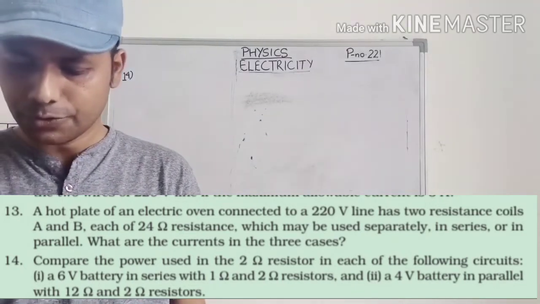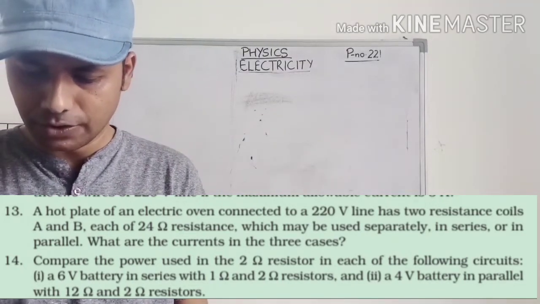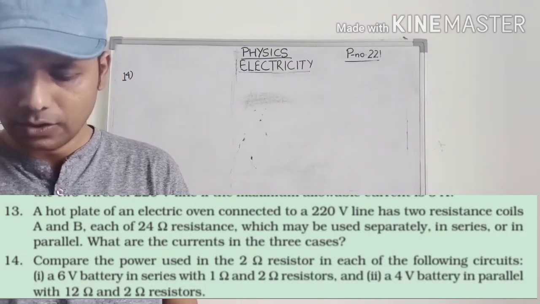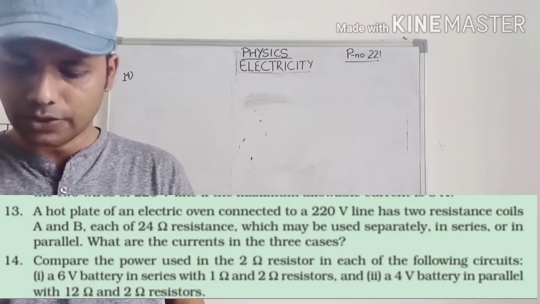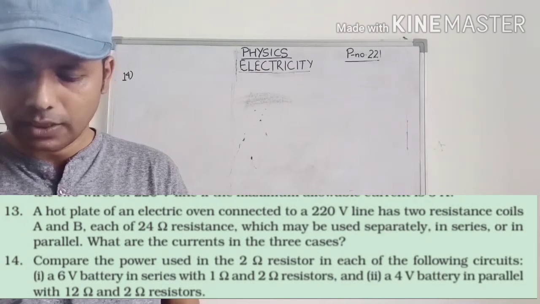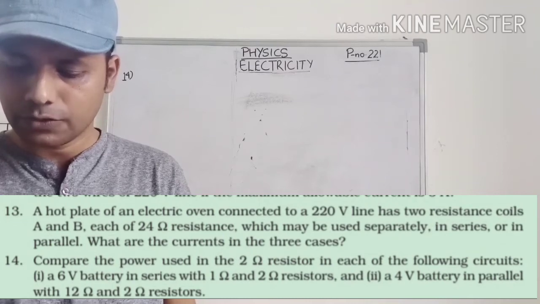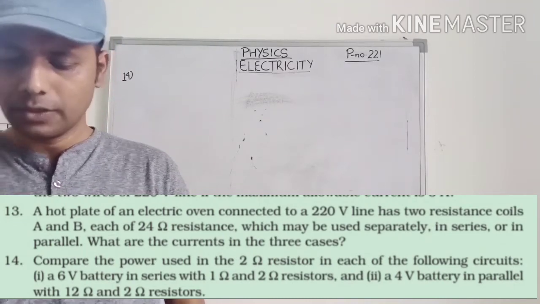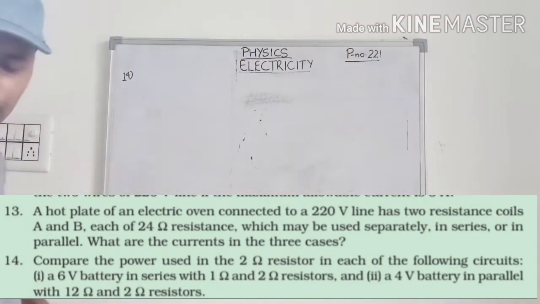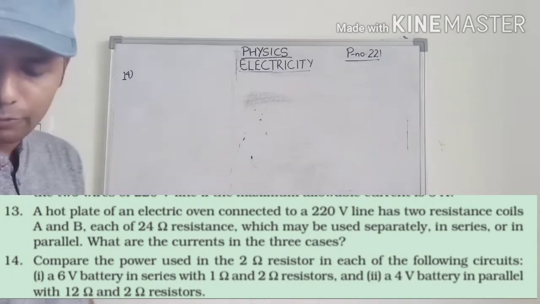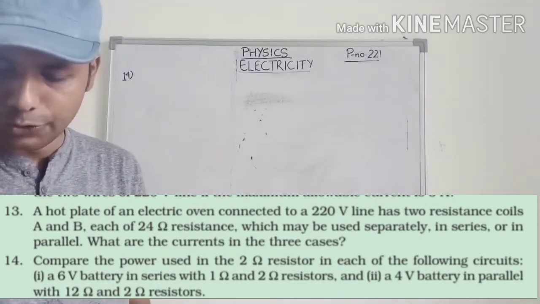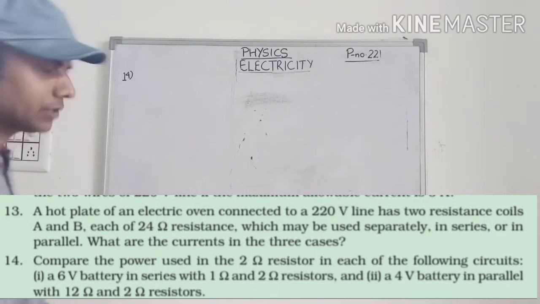Okay, now next question number 14. Compare the power used in the 2 ohm resistor in each of the following circuits. Number 1 is a 6 volt battery in series with 1 ohm and 2 ohm resistors, and in second part a 4 volt battery in parallel with 12 ohm and 2 ohm resistors. Now here you have to calculate the power used in the 2 ohm resistors.